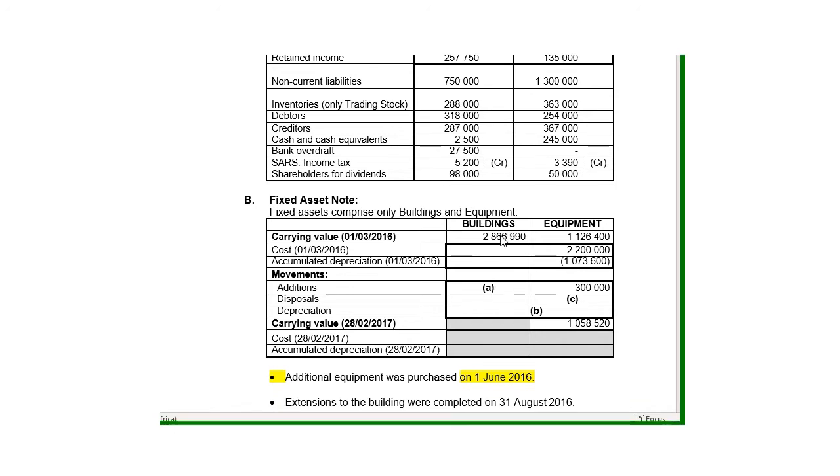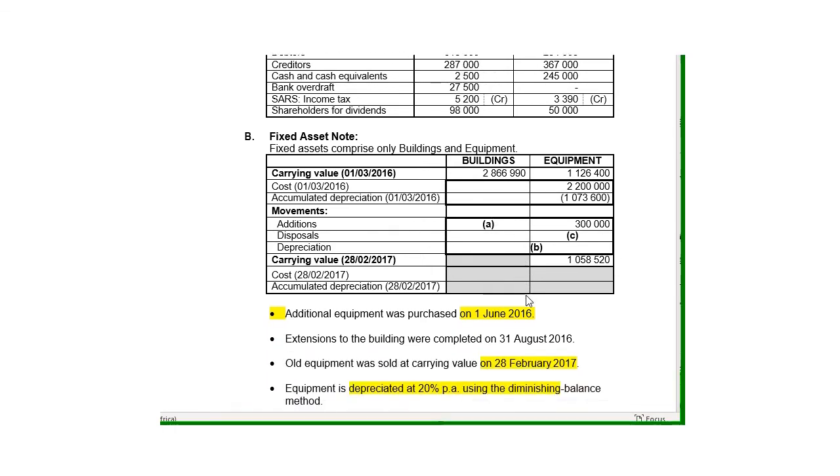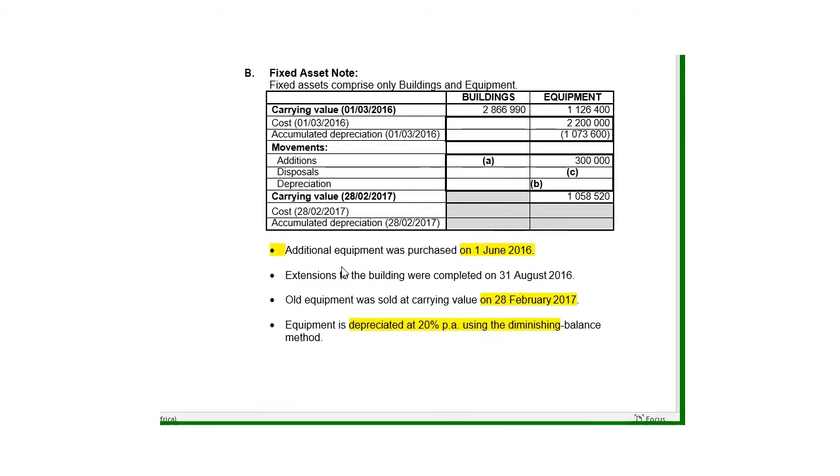Let's just look at buildings for now, because A is the additions for buildings that we need to calculate. They give me the carrying value at the beginning. Now I know with buildings there's no accumulated depreciation, so that carrying value is also the cost value, and the same would apply at the end. But let's see what else they tell us about the new building. The second bullet just tells me extensions to the building were completed on the 31st of August 2016.